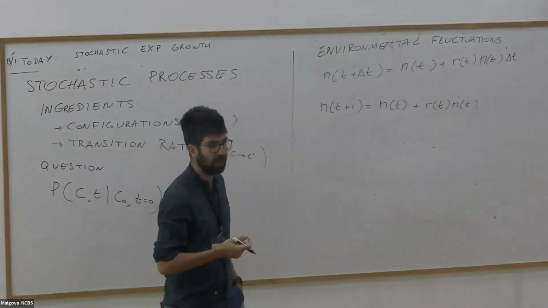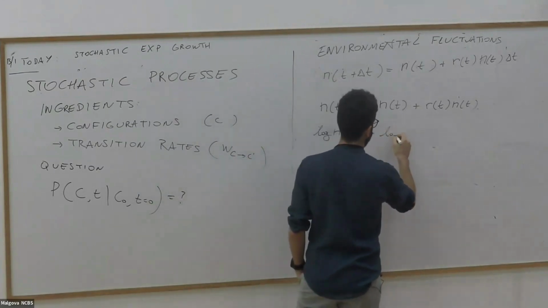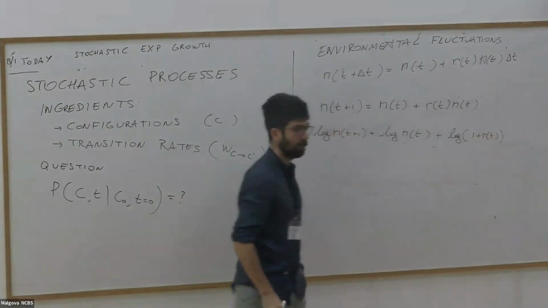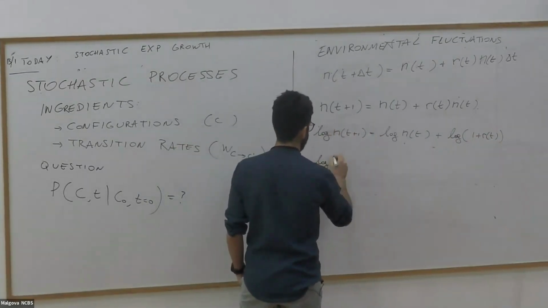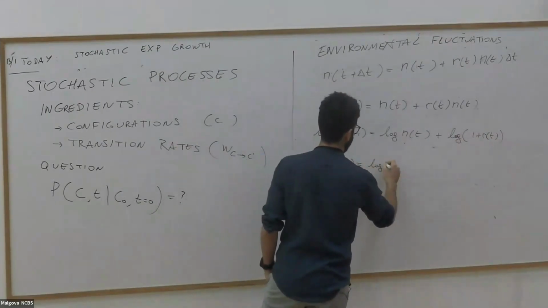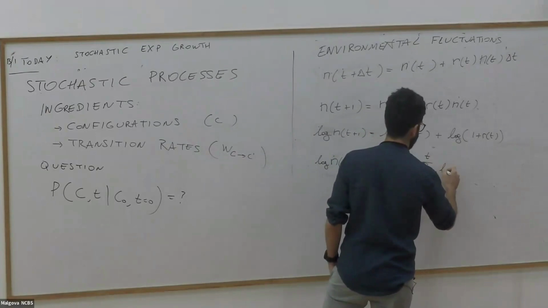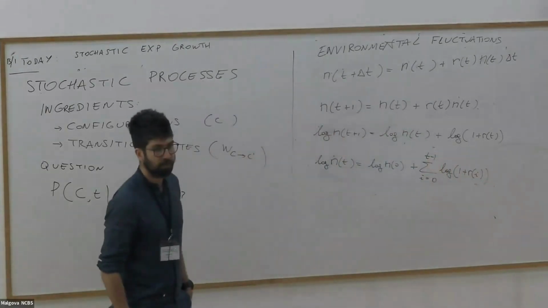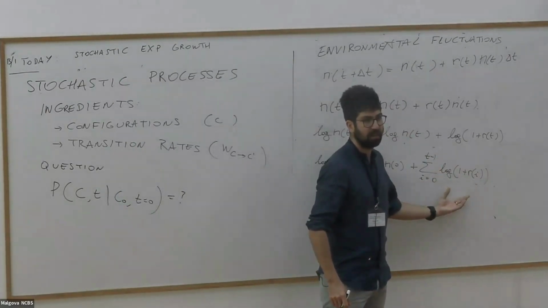Now we want to solve this process, and the way to solve this is to take the log of this term. If we do that, what we get is log n(t+1) = log n(t) + log(1 + r(t)). So this means that if we start from some initial condition, the log of n(t) will be equal to the log of n(0) plus the sum over i from 0 to t minus 1 of log(1 + r(i)). Okay? Now imagine that r is a random variable with some mean and variance. What is going to be this?